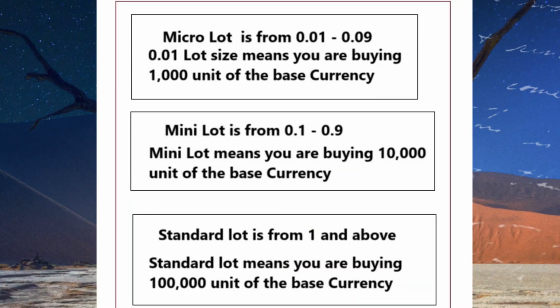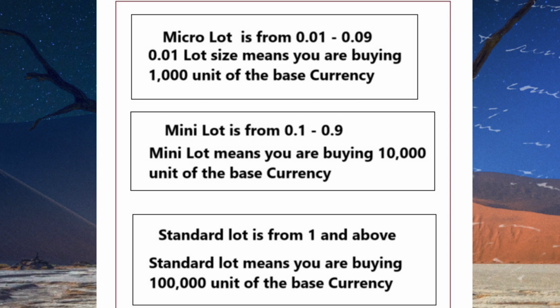Lot size is the unit size you are trading. Examples of lot size: we have micro lots, mini lots, and standard lots. Micro lot is from 0.01 to 0.09. What does 0.01 lot mean? 0.01 lot means you are buying 1,000 units of the base currency. 0.02 lot means you are buying 2,000 units of the base currency. And we have mini lots.